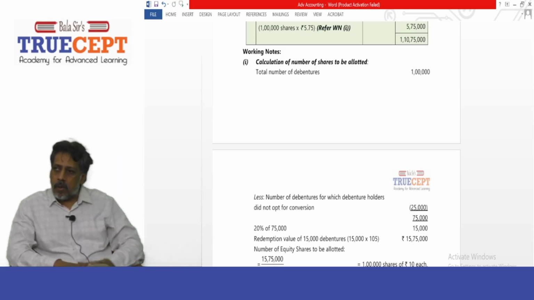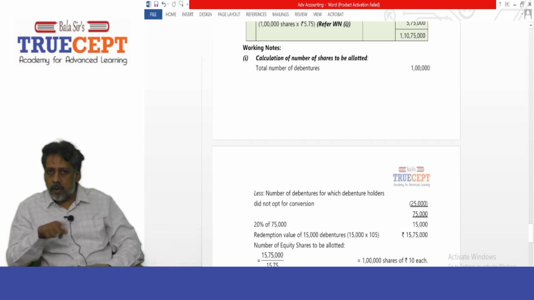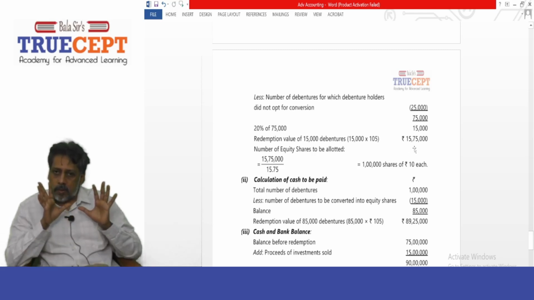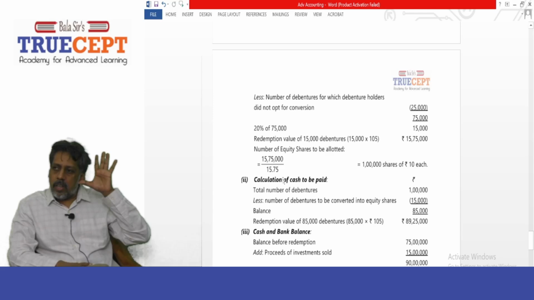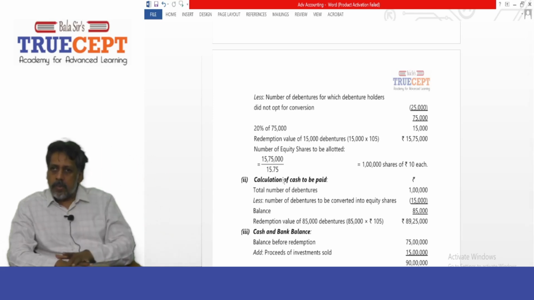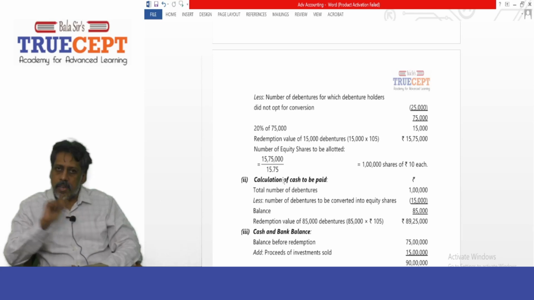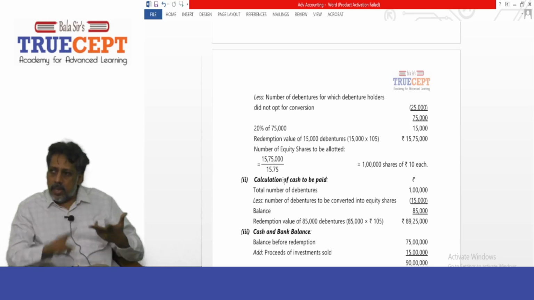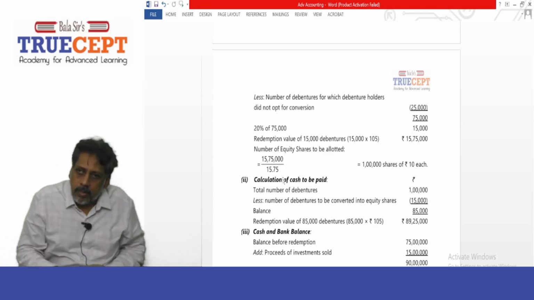What is that? 15,000 debentures are converted. And what is the amount payable on 15,000 debentures? 15,000 debentures into 105 per debenture is the promised redemption. The amount is 15,75,000 rupees, which will be settled by issue of equity shares. So what is 15,75,000 by the issue price of 1 equity share for the purpose of conversion, 15.75? It will give you 1 lakh equity shares of rupees 10 each, which will be issued at rupees 5.75 premium. Is that fine?